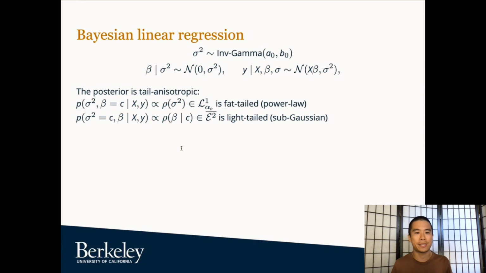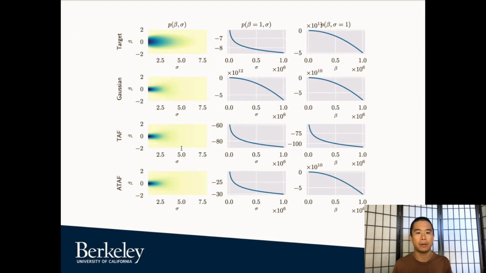Let's now move on to some examples. In Bayesian linear regression, we know that with conjugate priors, the posterior distribution is known to be tail anisotropic, since sigma is power law and beta is sub-Gaussian. This is represented by the target posterior in the top row, where we see that sigma, being power law, is heavy-tailed and concave up, whereas beta, being light-tailed, is concave down. Neither ADV with its Gaussian-based distributions nor TAF is able to recover this anisotropy, whereas our method ATAF is.